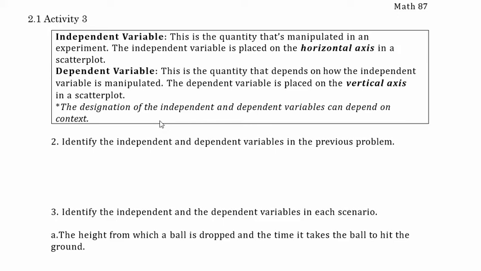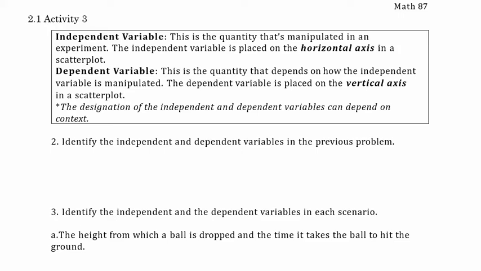The dependent variable is the quantity that depends on how the independent variable is manipulated, and the dependent variable is placed on the vertical axis in a scatter plot. The designation of the independent and dependent variables can depend on context. So what we want to do now is look at some different scenarios and see if we can identify the independent and the dependent variable. So let's look at this again one more time. The independent variable is the quantity that's manipulated. The dependent variable depends on how the independent variable is manipulated.